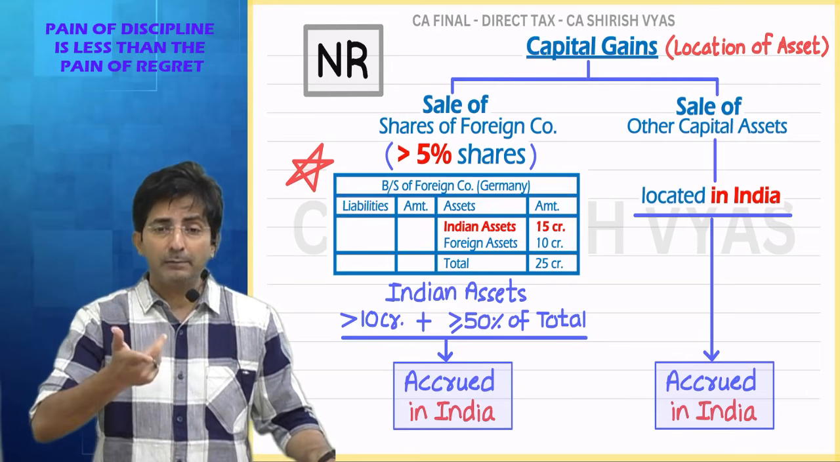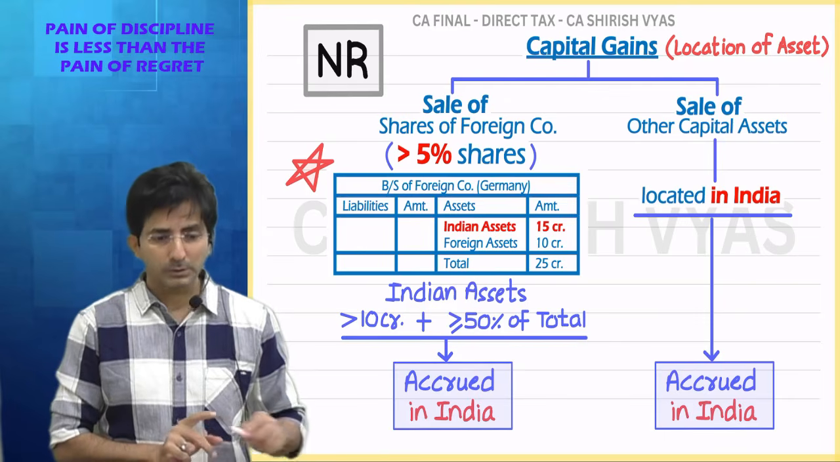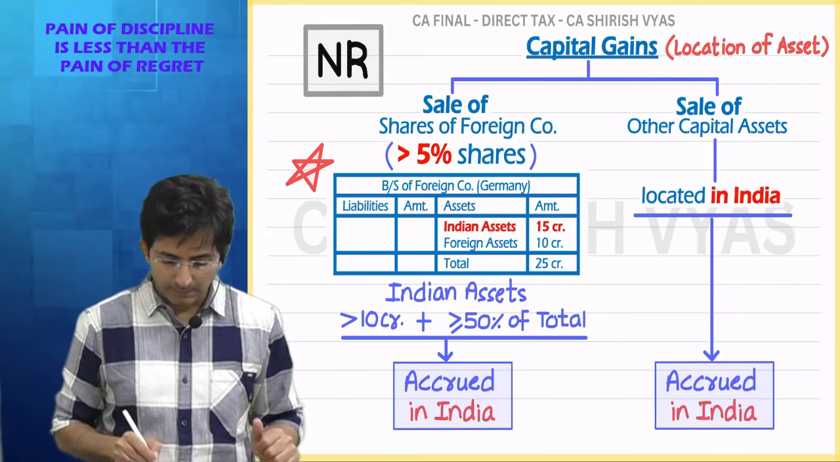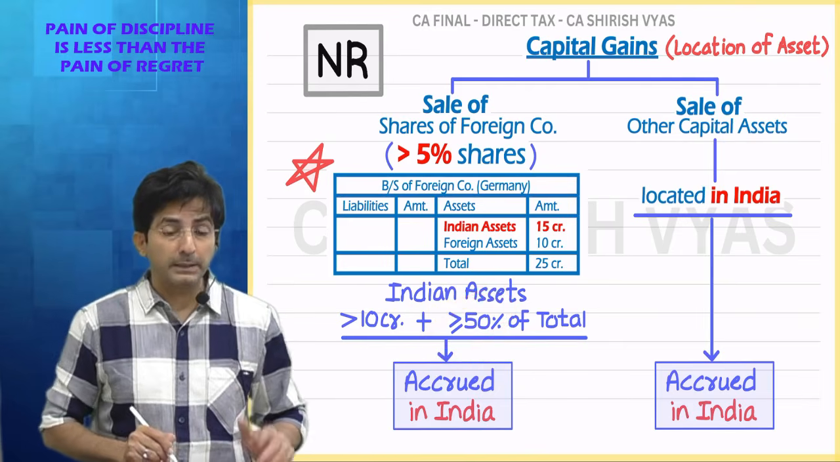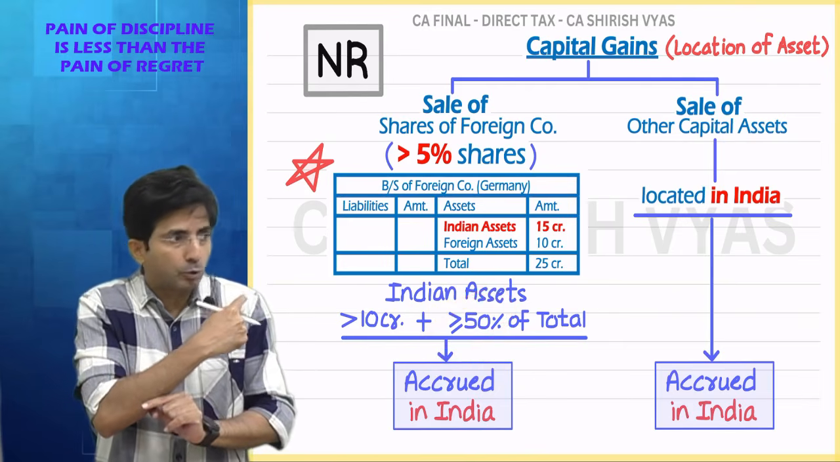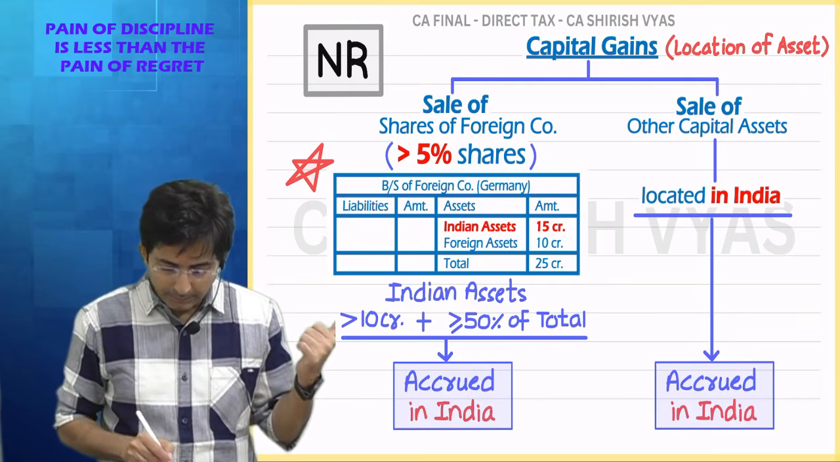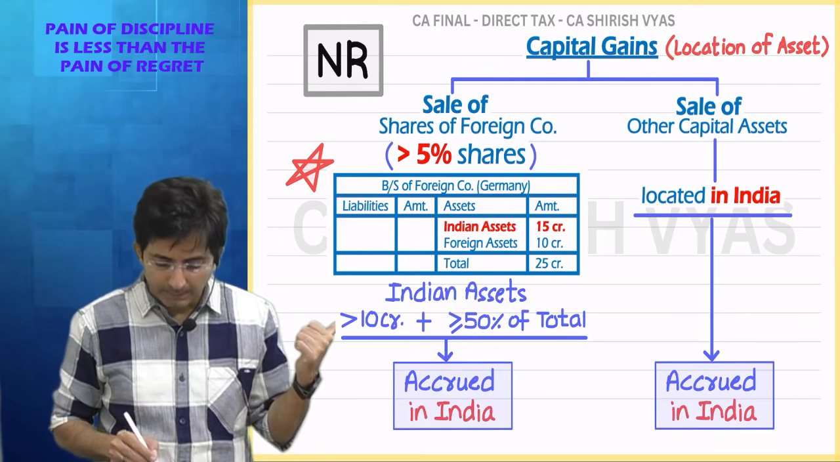In terms of market value, it is more than 10 crores. And in terms of percentage, greater than or equal to 50%. The greater than or equal to sign is also there. Please note that. Tell me here, is it greater than or equal to 50% in my example?